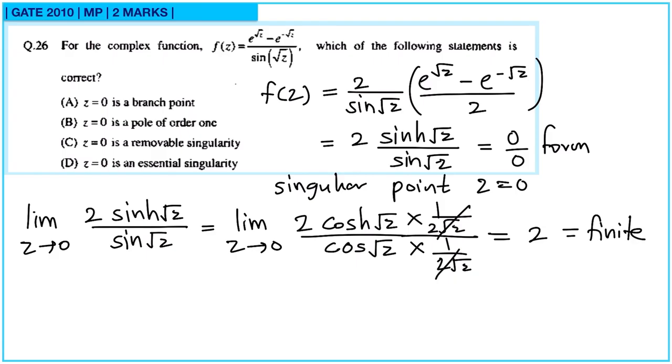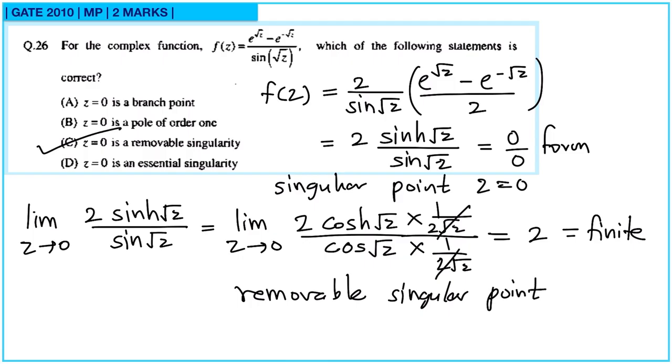If we are getting a finite value of the limit of f of z, then this is a removable singular point. So this is a removable singular point, so option C is correct.